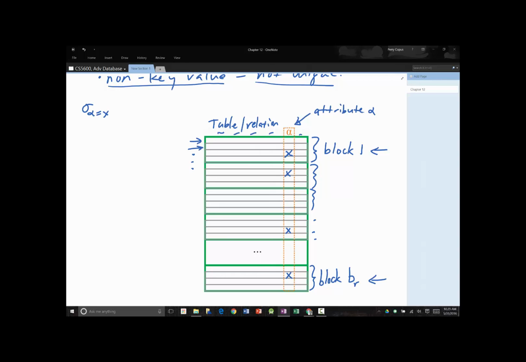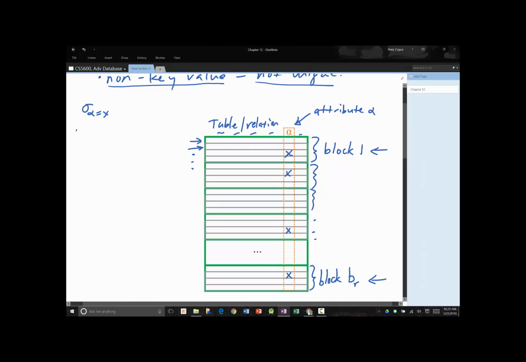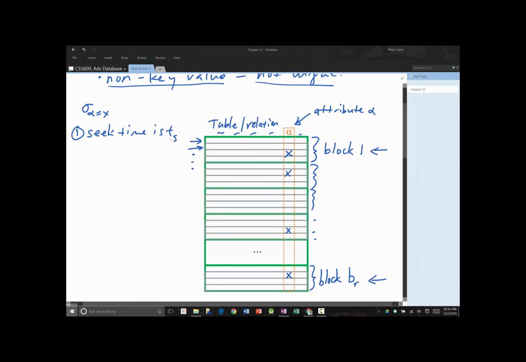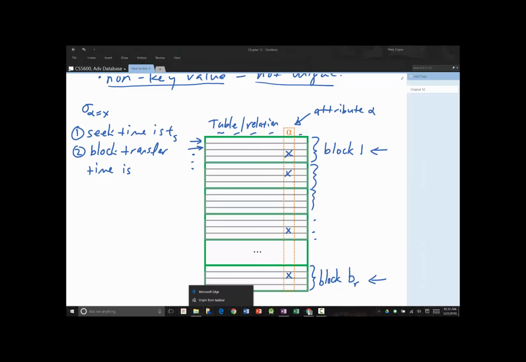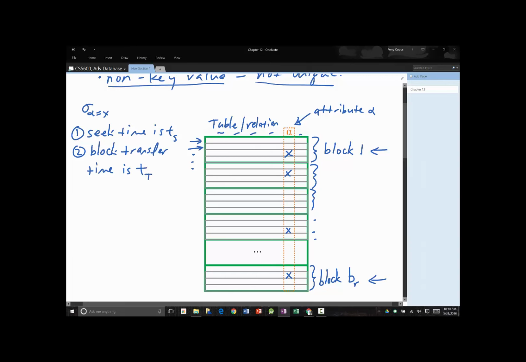Well, what we'll do is, first of all, if we say the seek time is T sub s, okay? And the block transfer time is t sub t, like so. Then what is the total cost?